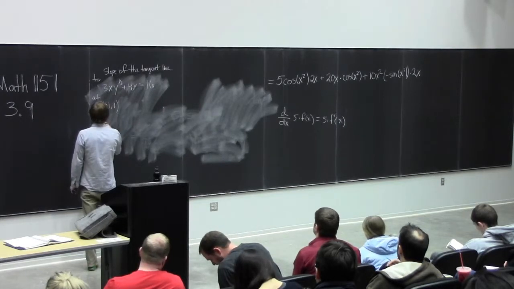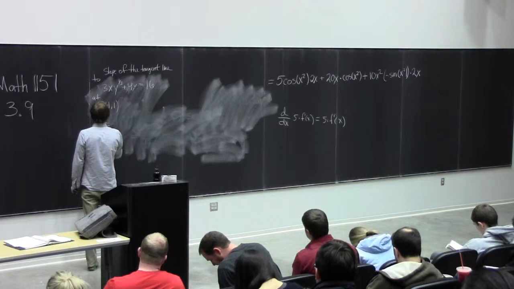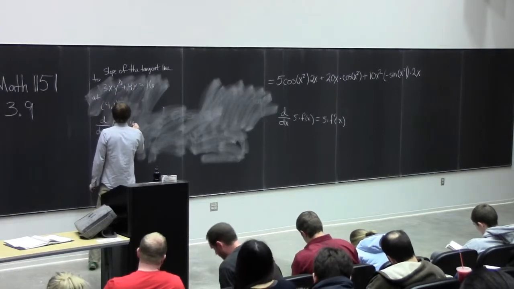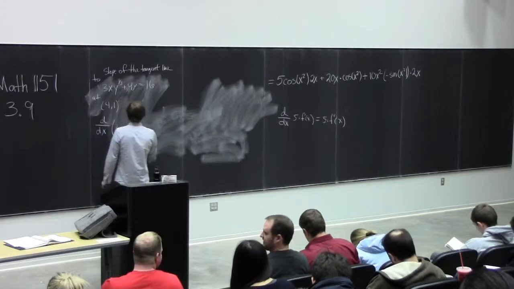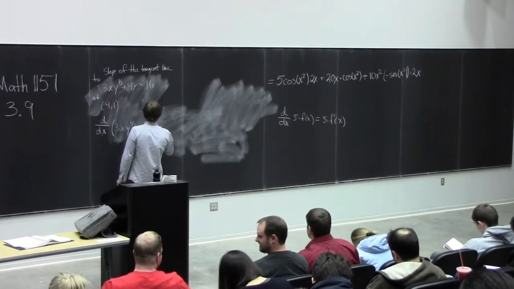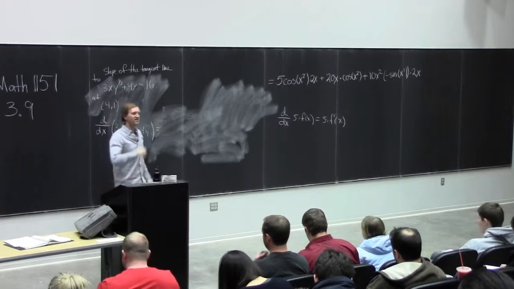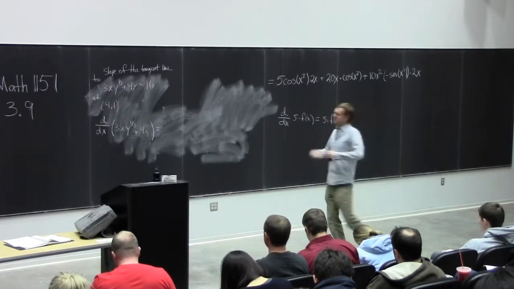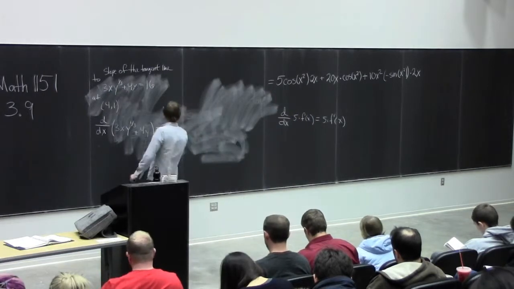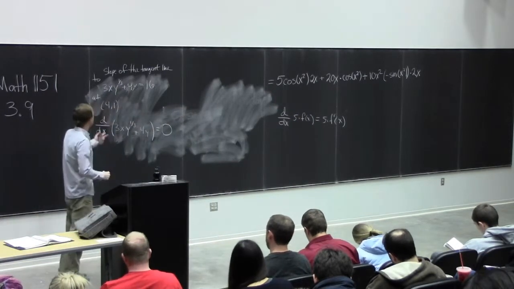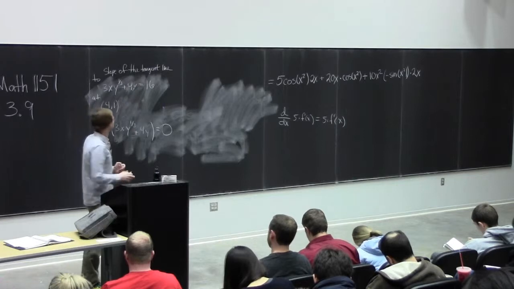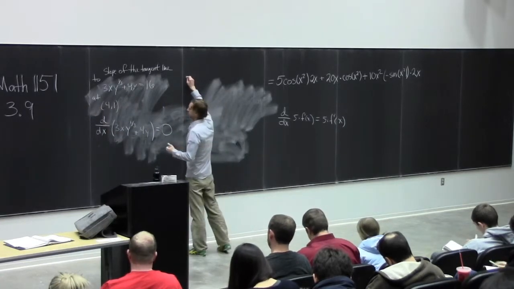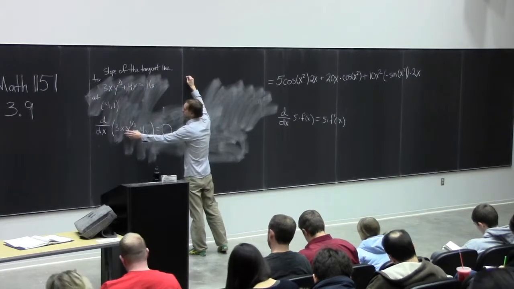So I'm going to write d over dx of 3x y to the 1/3 plus 4y equals, what's the derivative of 16 with respect to x? 0. 16 doesn't change at all. And so now I have to take this derivative here. Okay, stay calm. Let's see, product rule.